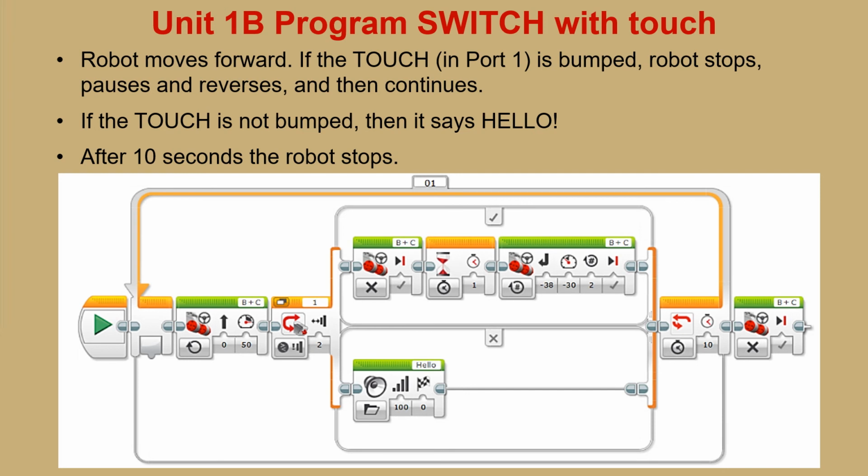What is amazing is if you let it run and not let it bump into anything, see how many times it repeats the word hello. It'll keep saying hello until it bumps into something, and only then will it stop and reverse. And then if you look at the outside, you've got a loop, and the loop is not going to go forever. It's only going for 10 seconds, and then it'll stop.